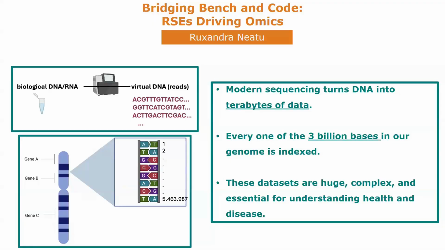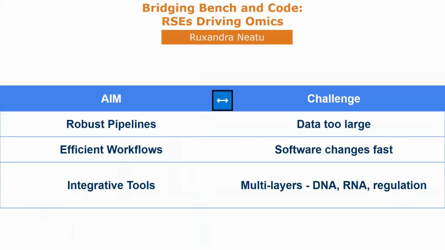So in life sciences, at the minute, modern sequencing turns DNA into terabytes of data, and these data sets are huge, complex, and essential for understanding health and diseases. So what is needed? Robust pipelines, efficient workflows, and integrative tools. But the data is too large, software changes fast, and genetic information is layered.